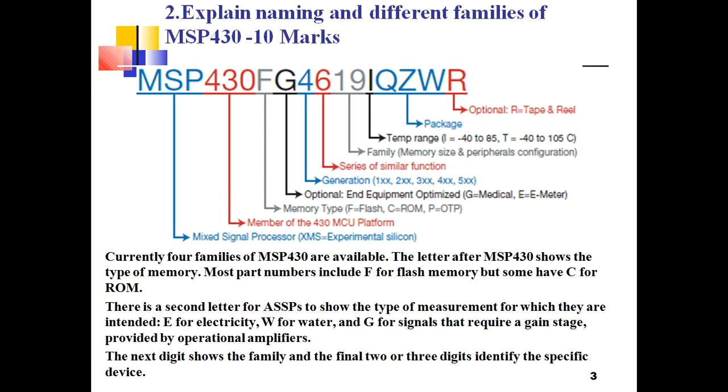Now the next question is, explain the naming and different families of MSP430. Asked for 10 marks. Sometimes they are going to ask for 5 marks also. Here you'll see how you are going to name one MSP430 IC. If you want to deliver one IC, what the naming should be while manufacturing the MSP430 IC, or if you purchase any MSP430 IC, you have some naming letters on every IC. Then what are the letters and what is the meaning of those letters, we'll discuss one by one.